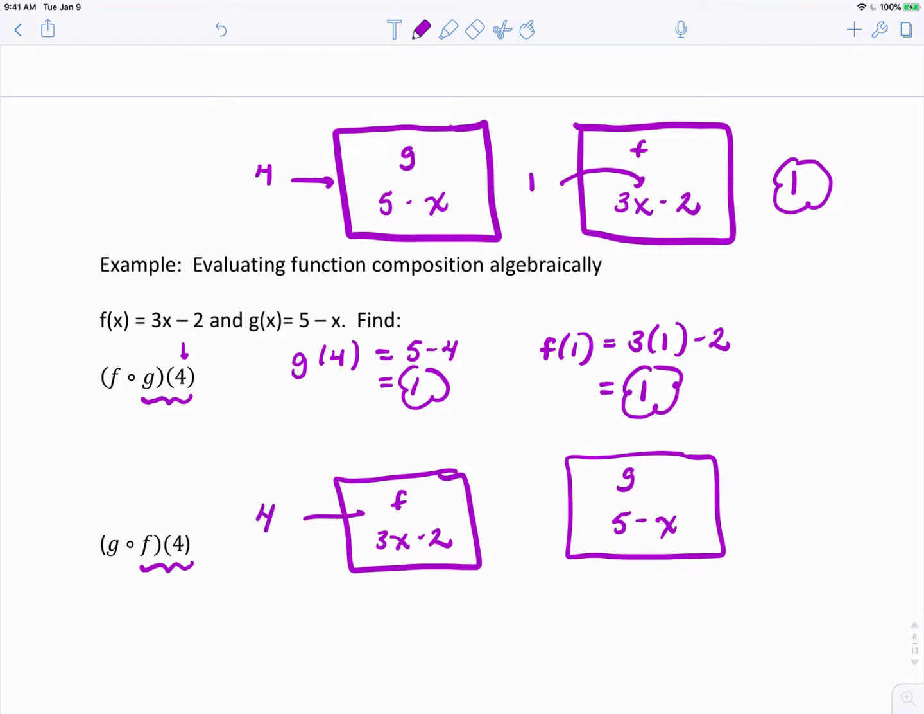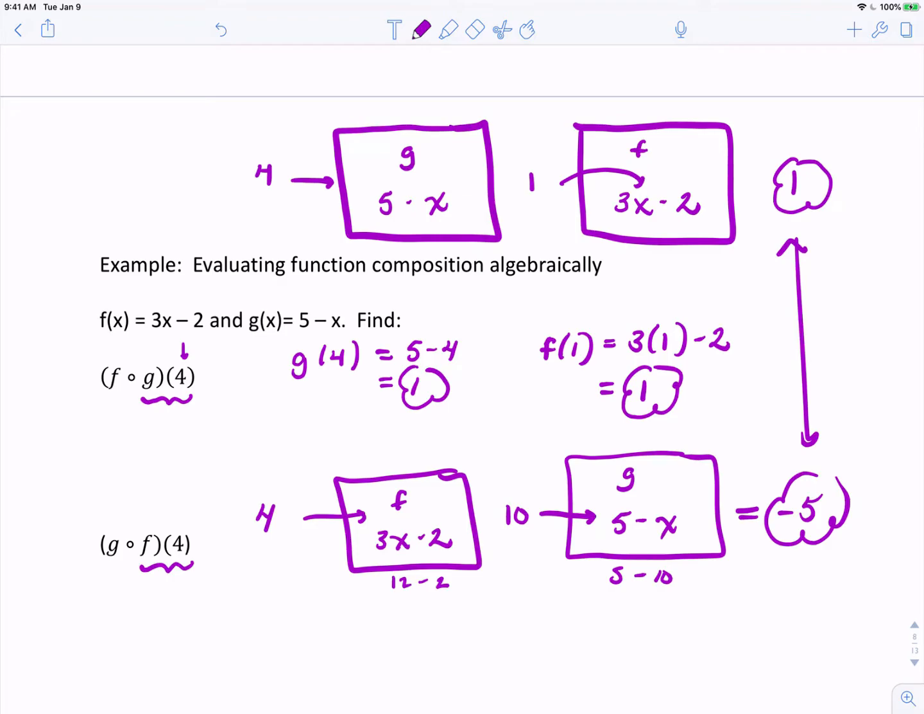But this time, the first function we're putting it into is f. If we put it into f, we're going to have 3 times 4, 12 minus 2, or in other words, 10. And then we're going to put that into function g, and so 5 minus 10 will give us our final result of negative 5. You can see that in the two problems, while they look similar, our answers were different. That's why it's really important that you pay attention to what function you apply first.